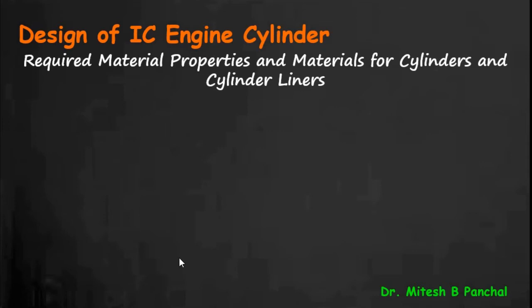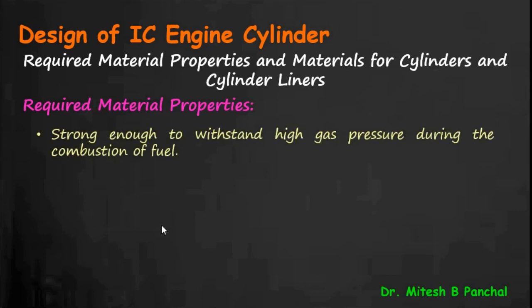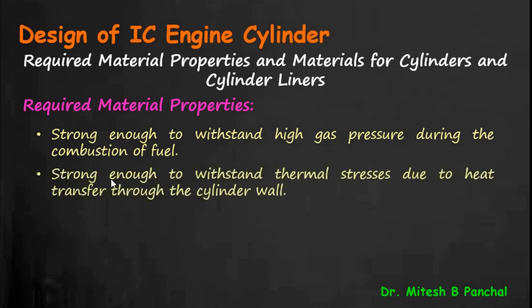Now the required material properties and materials for cylinders and cylinder liners. So required material properties are: the material of the cylinder or cylinder liner should be strong enough to withstand high gas pressure during the combustion of fuel. That is one of the requirements of material property.